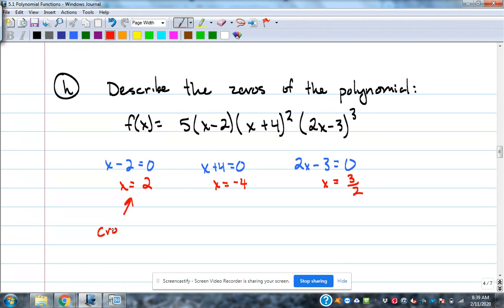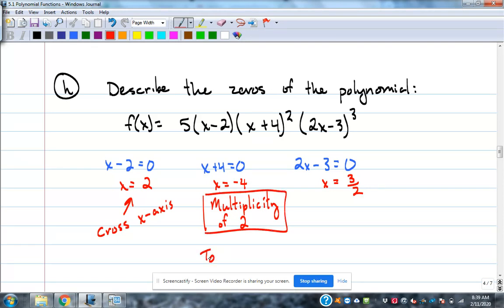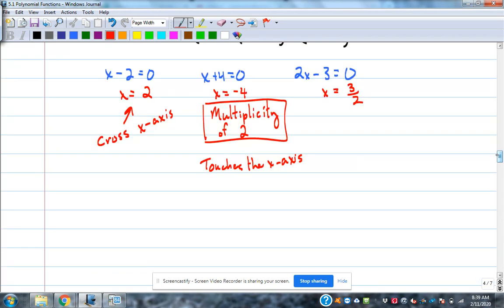Anytime it counts one time, that means it's going to cross the x-axis at that point, at 2. If we graph this polynomial, we'll see that happen. This one counts how many times? Twice. So it has a multiplicity of 2. So a multiplicity of 2 touches the x-axis. And I think the word that I used a lot in Algebra 2 was bounce. It bounces off the x-axis. Go back to the graph of example F, and we had that squared factor, and at -3 it bounced off the x-axis there.